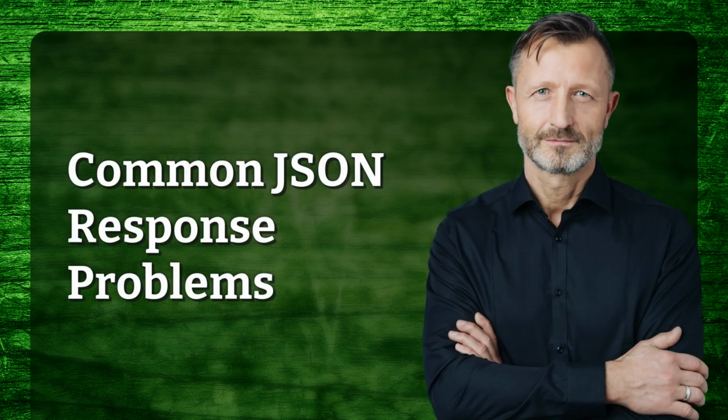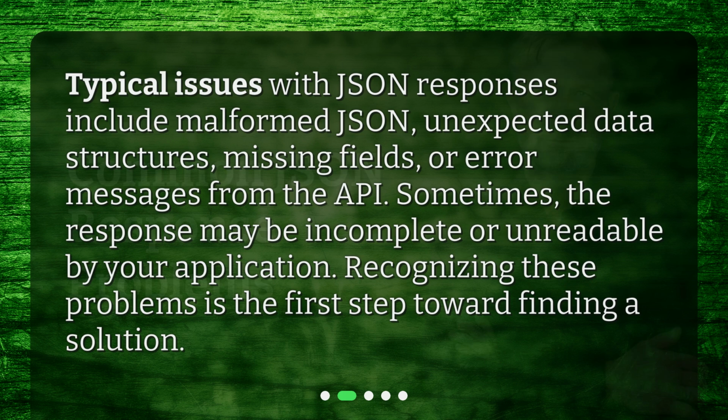Common JSON response problems. Typical issues with JSON responses include malformed JSON, unexpected data structures, missing fields, or error messages from the API. Sometimes, the response may be incomplete or unreadable by your application. Recognizing these problems is the first step toward finding a solution.